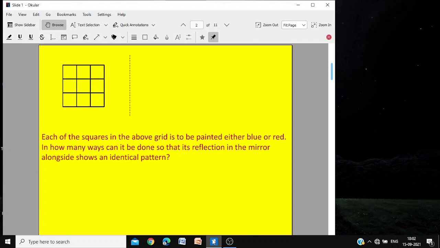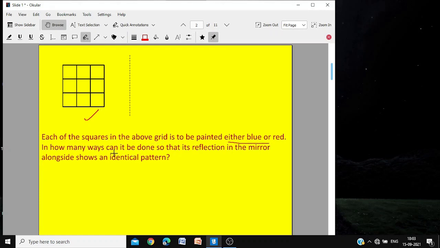Now here's a question. Each of the squares in the above grid, this is a 3 into 3 grid containing 9 squares, is to be painted either blue or red. All of them are to be painted, and you have two choices. You can paint them with red or with blue. So each of the squares of this grid must be painted with either blue or red.